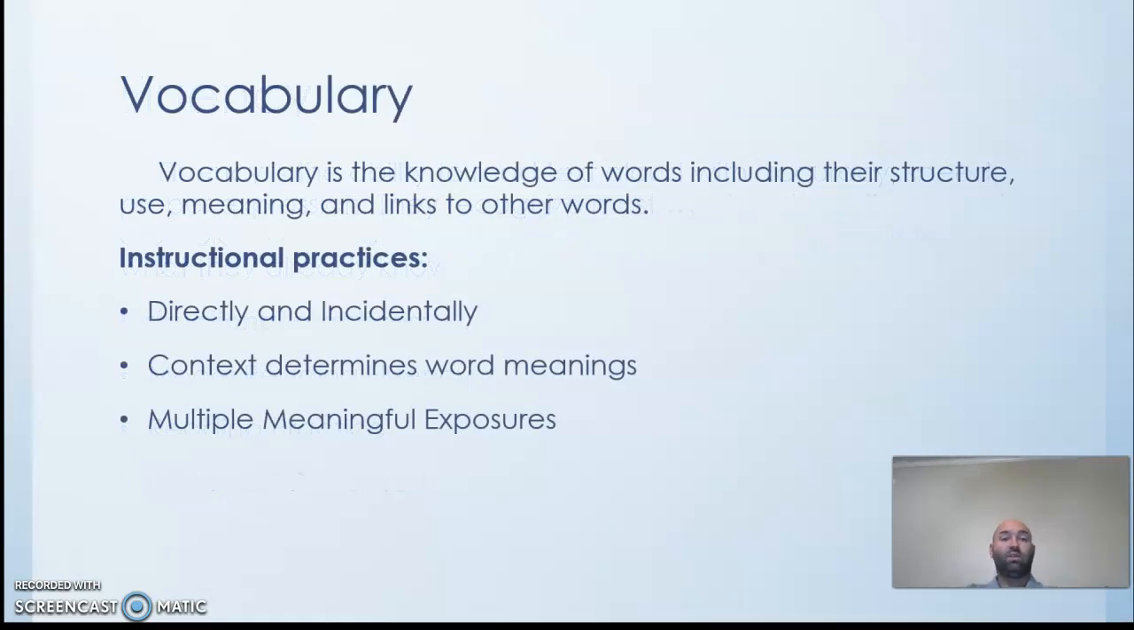Vocabulary itself, as we all know, people tend to blend this with everything. It's the knowledge of the words, including structure, use, and meaning.